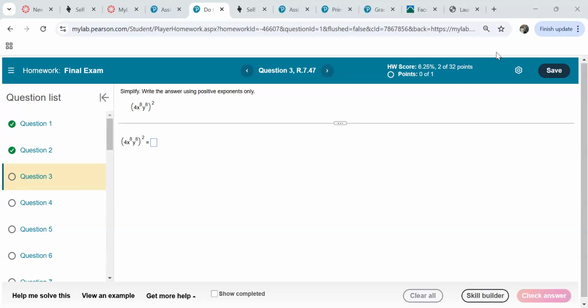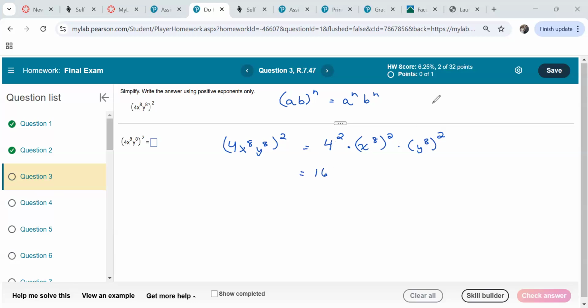So this has to do with our rules of exponents. One of our rules of exponents says that if we have two things multiplied together and we raise it to a power, we can distribute that power. So we have 4x to the 8, y to the 8, and all this is to the power of 2. So that means this is really 4 to the power of 2 times x to the 8 to the power of 2 times y to the 8 to the power of 2. So this is just going to be 16.